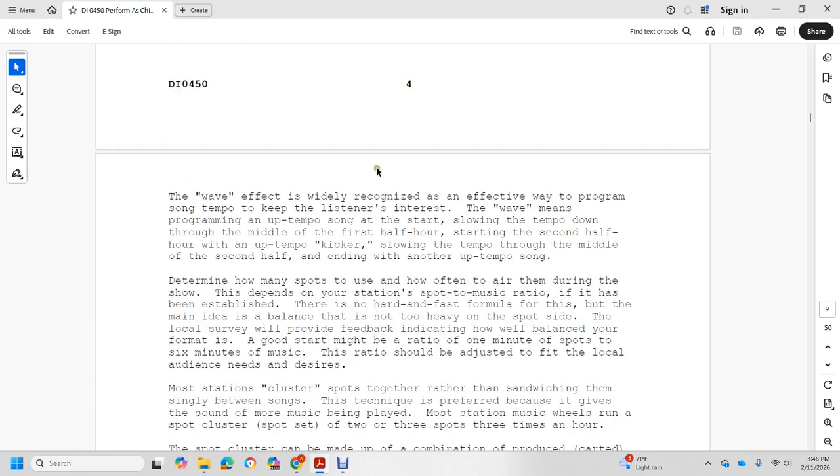The wave effect is widely recognized, with effective weighting managed with a strong tempo to keep the listener, with an intro of the wave meaning the program opens on an up tempo song, with the artist slowing the tempo down through the middle of the first half. Starting the second half with an up tempo kicker, slowing the tempo through the middle of the second half, ending with another up tempo song.